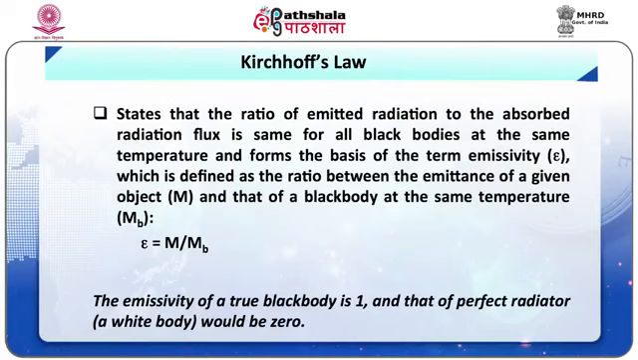The emissivity of a true black body is 1 and that of a perfect radiator or a white body is 0. This implies that all objects have emissivities between these two extremes.